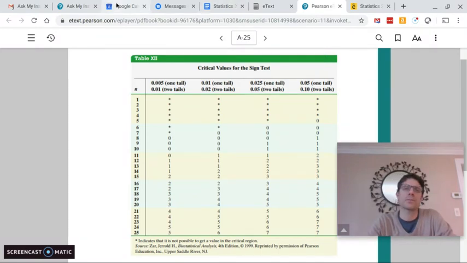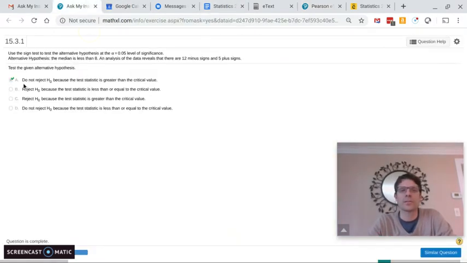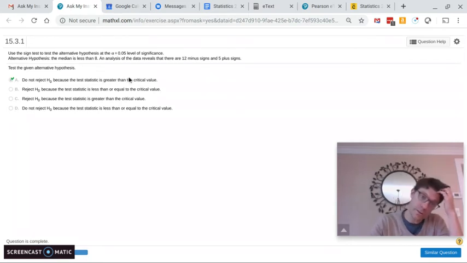So I hope that helps on this one. That's why the final answer is do not reject the null hypothesis, because the test statistic is greater than the critical value. The critical value was 4, the test statistic is 5. So I hope that helps a little bit on this.